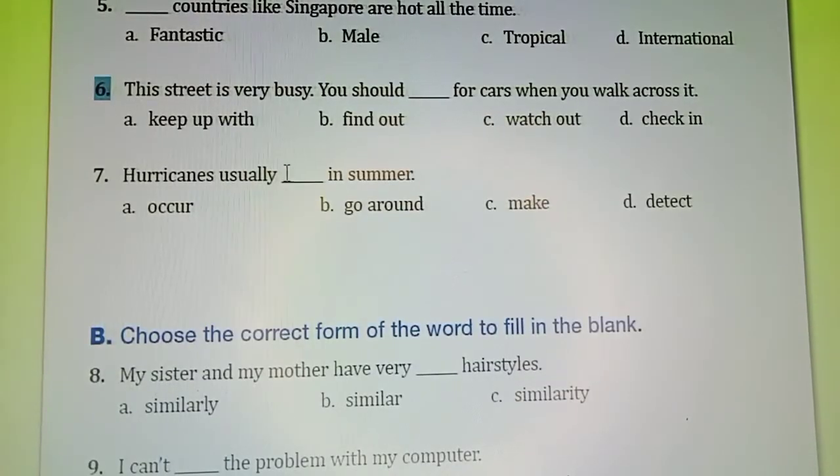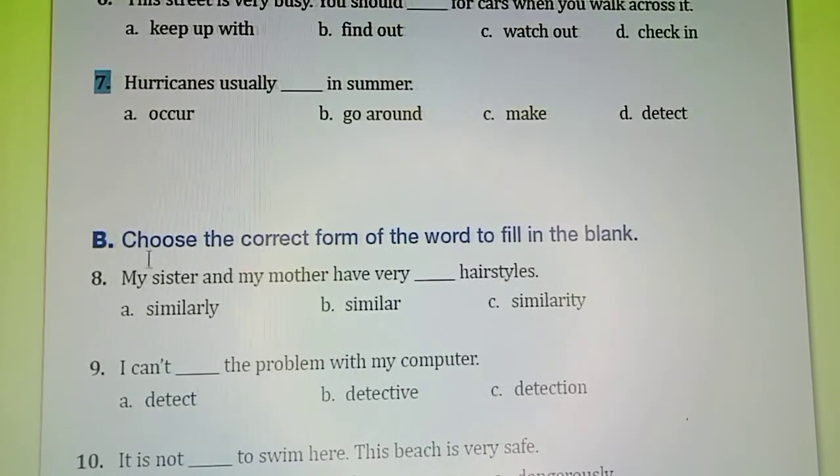Number seven, hurricanes usually space in summer. Letter A, occur. Letter B, go around. C, make. D, detect. The letter A is the best answer for number seven.